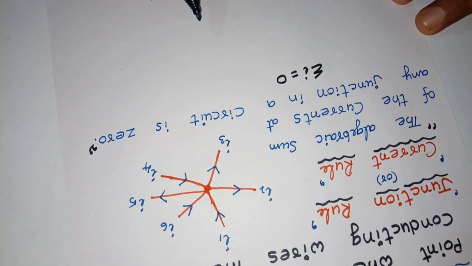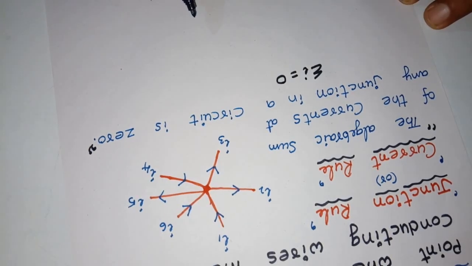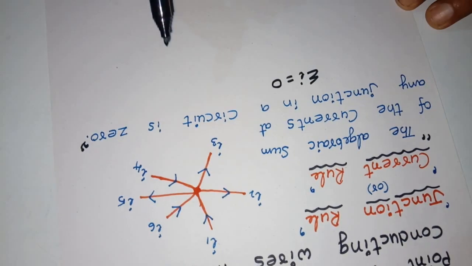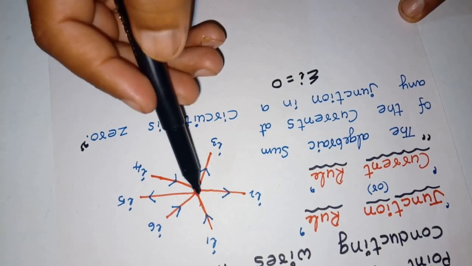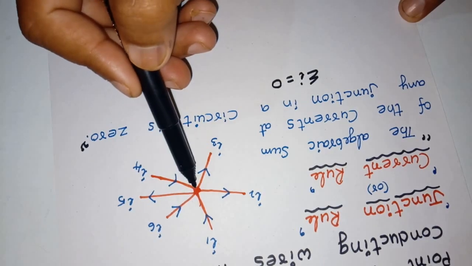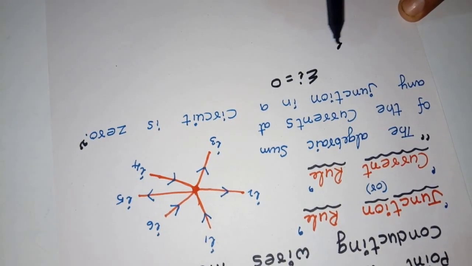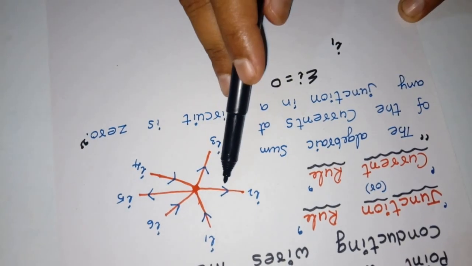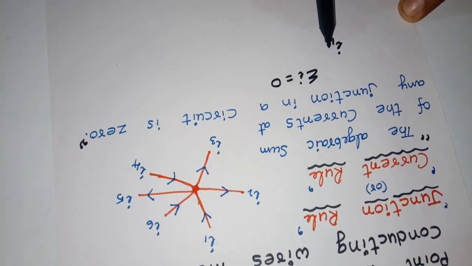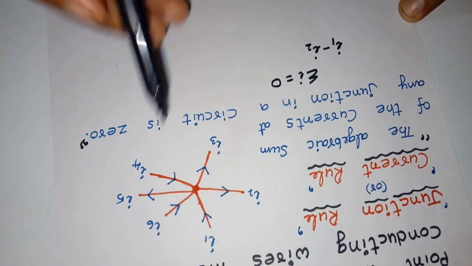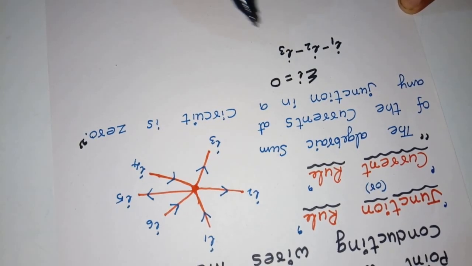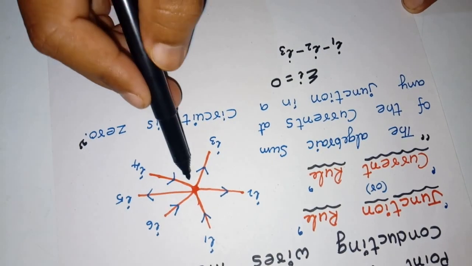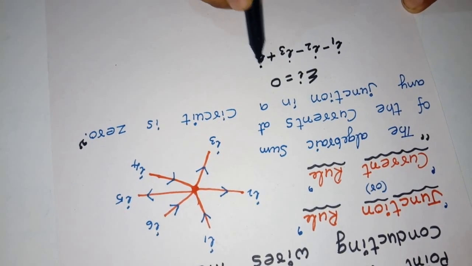Here the currents which are passing towards the junction will be taken as positive, and the currents which are passing away from the junction are taken as negative. Let us apply this to this junction. Here we have the I1 current passing towards the junction, so I1 will be taken as positive, and I2 current is passing away from the junction, so I2 will be taken as negative, and I3 is also passing away from the junction, so this can also be taken as negative, and I4 current is passing towards the junction, so this can be taken as positive.